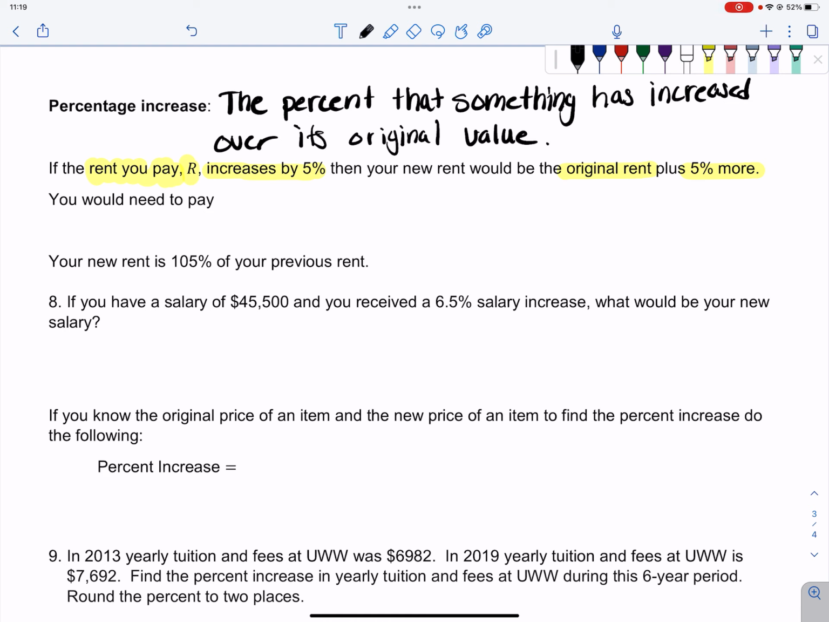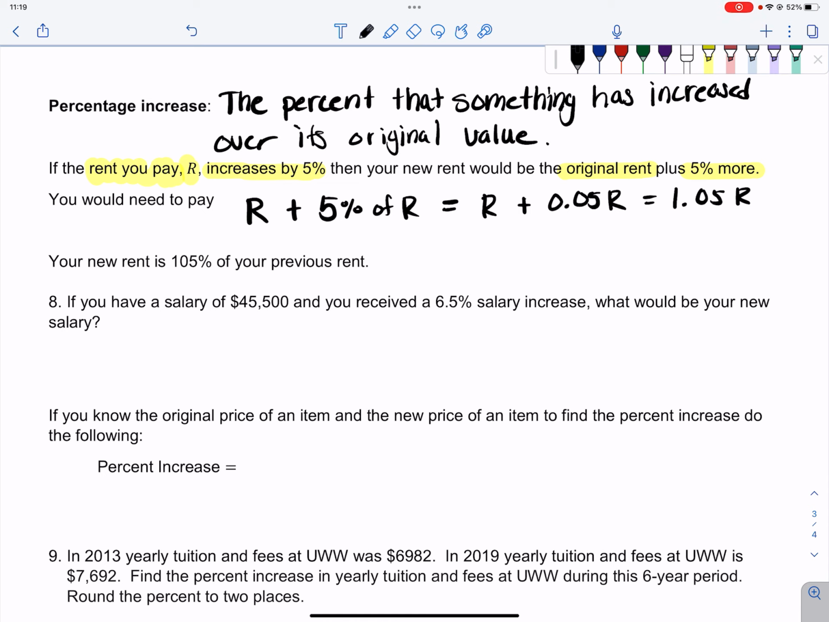So what you need to pay here would be that original rent R plus 5% of R, which we could call R plus 0.05 times R, which then is 1.05 R.